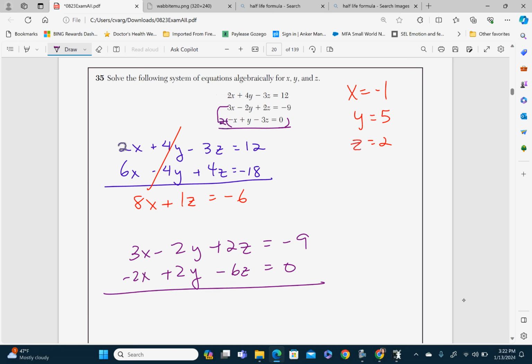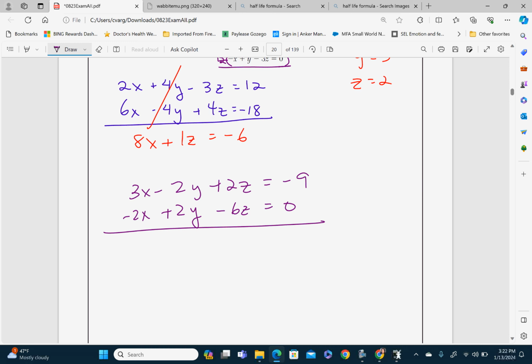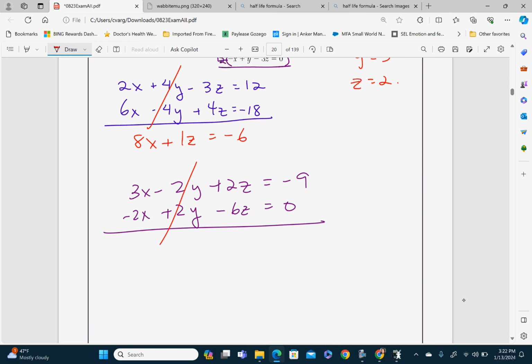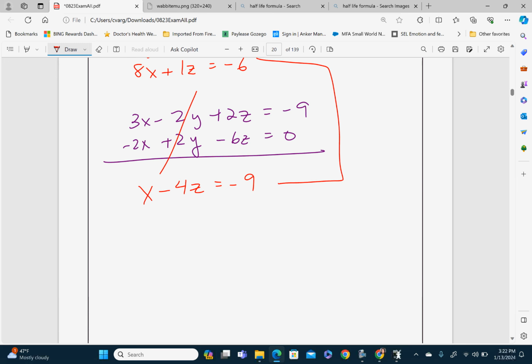Okay? So what does that allow me to do? Look what happens. My -2y and positive 2y cancel out. So 3x minus 2x is x. 2z minus 6z is -4z is equal to -9. Now I'm going to take these two equations and work with just those: 8x plus z equals -6 and x minus 4z is equal to -9.